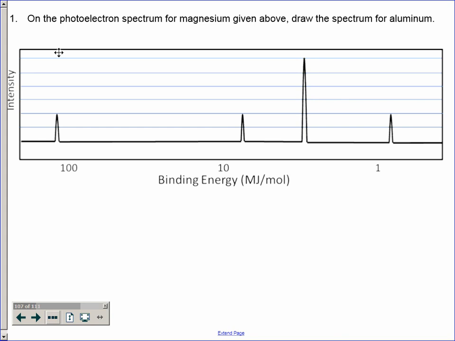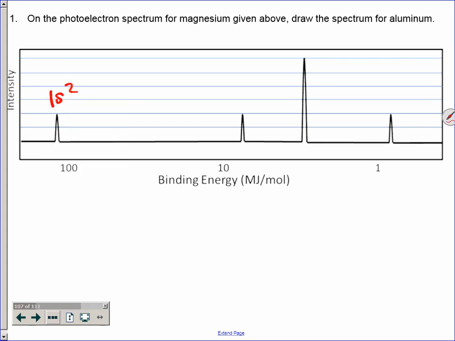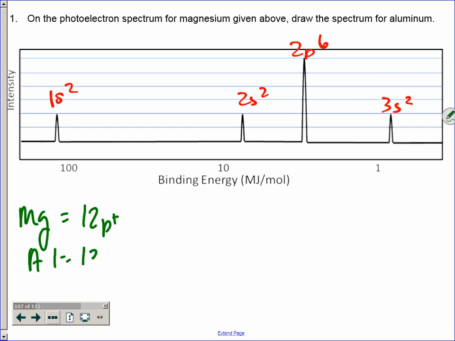All right, so Taz, can you tell me what these, for magnesium, what these current peaks represent? Okay, 1s2, then 2p6, and 3s2. Okay, so relatively, where would you place the aluminum's 1s? Why to the left? Great, so magnesium has 12 protons, and aluminum has 13 protons. So it's got a higher Zeff, is what you're saying, so you're putting it to the left.